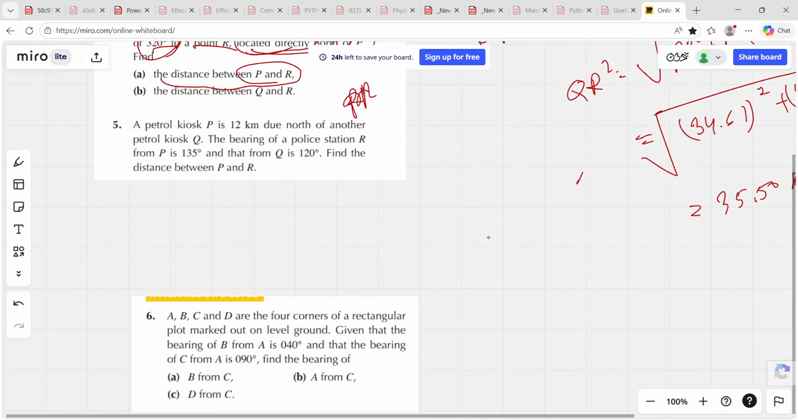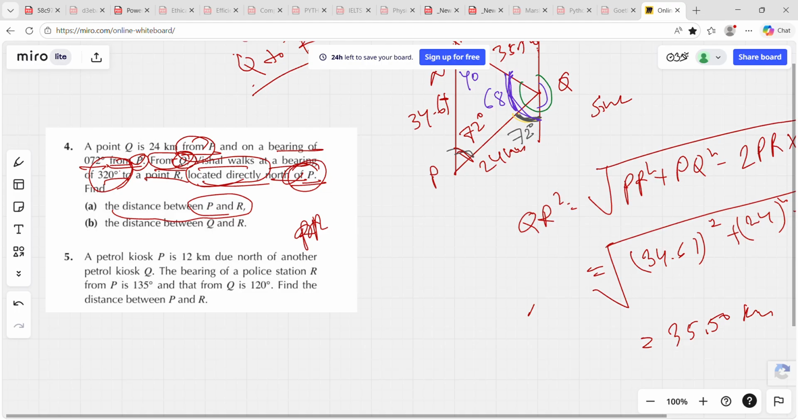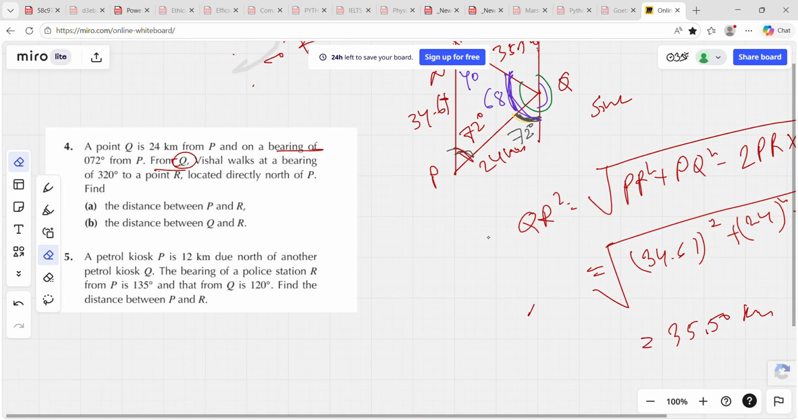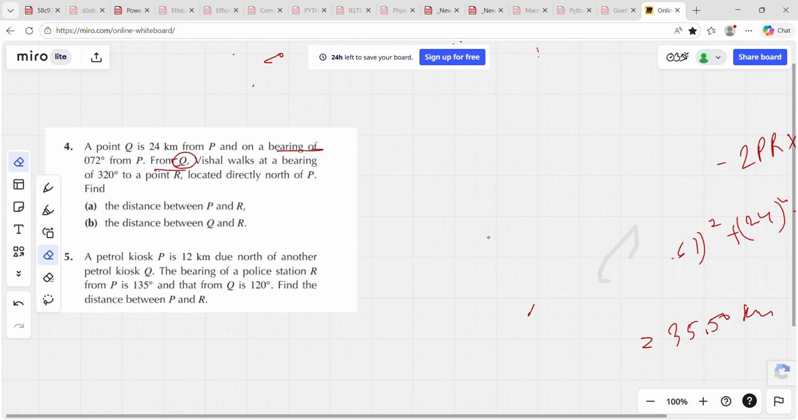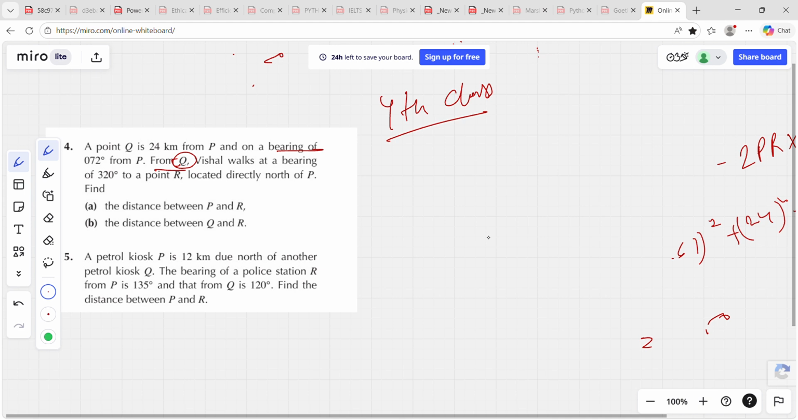Now we will jump onto the second one. We erase all these things because we have to solve another one. The time is consumed. This is our fourth class on bearing. I hope you learned something.